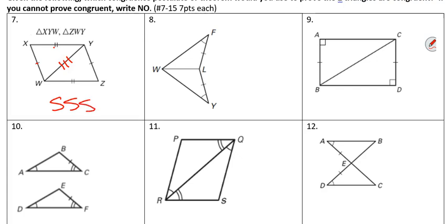On this next one we can also mark a shared side. However, this time we get SSA or ASS, and that's no because that's butt backwards. Our next one, we have another shared side here. I notice that these are two right triangles, and we do have the hypotenuses, and we also have an additional leg. So this one's going to be HL. Our next one, we have angle, angle, side.